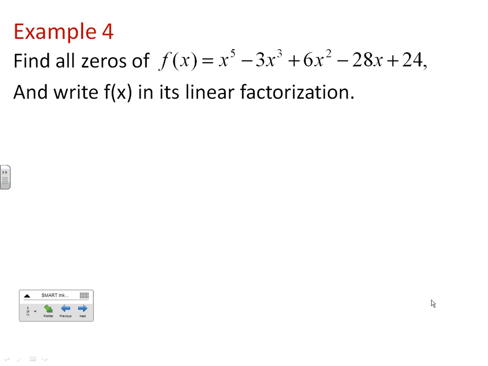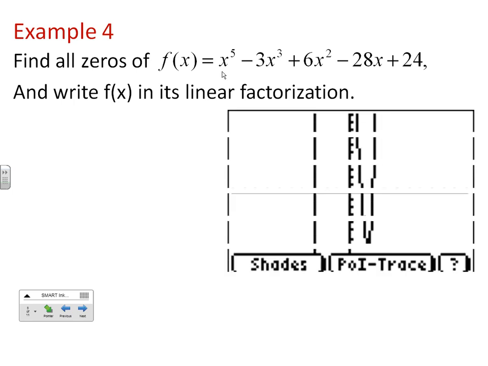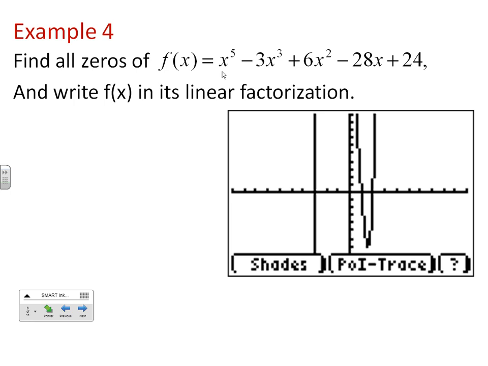Well, in the last section we talked about the rational zeros theorem, where I can take all of the factors of 24 over all of the factors of my leading coefficient, which is 1, and those are my possible rational zeros. So I can guess and check and try using synthetic division, or I could look at my graph, figure out where those zeros are, and use that instead.